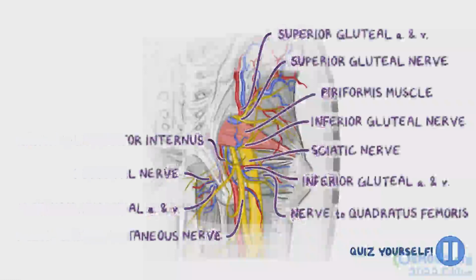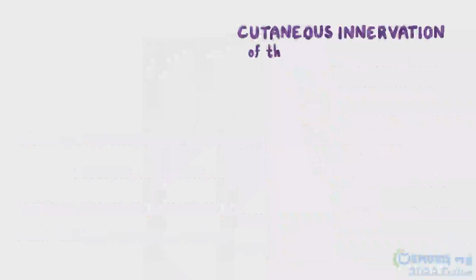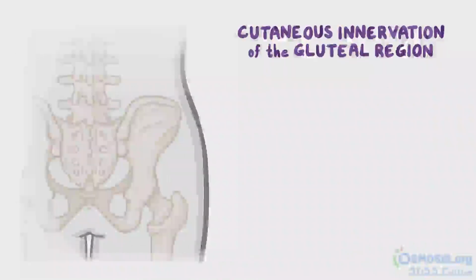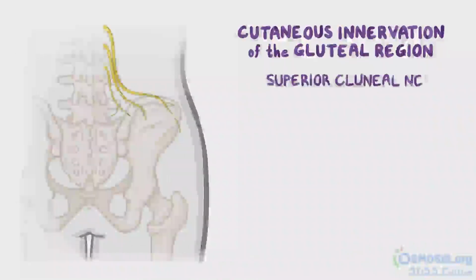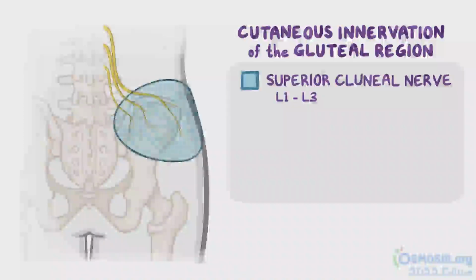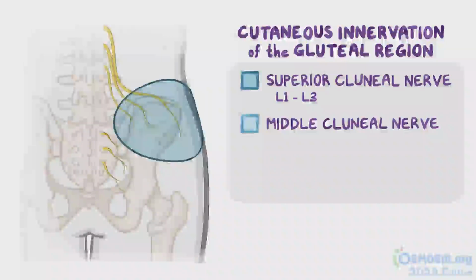Alright, as a quick recap, cutaneous innervation of the gluteal region and posterior thigh is accounted for by the superior cluneal nerves, which arise from the posterior primary rami of the first 3 lumbar nerves, and supply the skin on the superior 2/3 of the buttock. Next, we have the nerves coming from the sacral plexus, such as the middle cluneal nerve, which originates as a lateral cutaneous branch of the posterior rami of S1 to S3, and it supplies the skin over the sacrum and adjacent area of the buttocks.